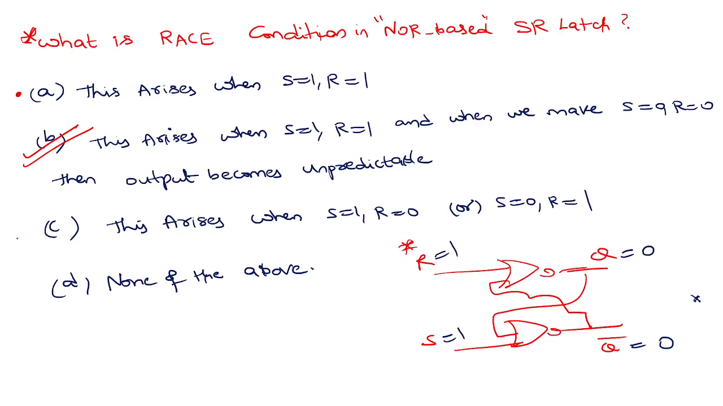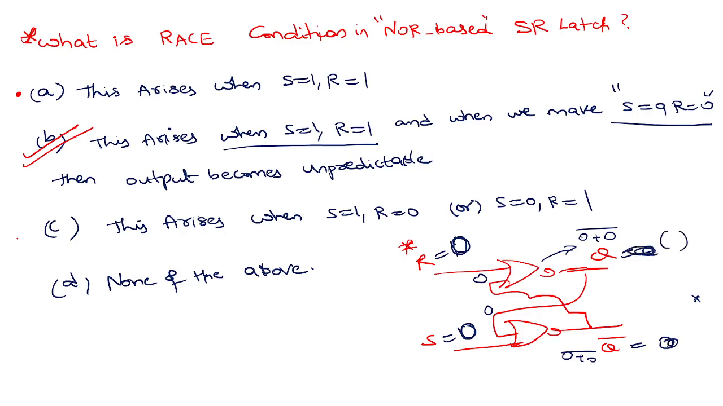But the issue is, when we make S equal to 0, R equal to 0, immediately after that, what will happen? Suppose you make S equal to 0, R equal to 0. Now, what is the feedback here? This is 0, so 0 will be applied here and this 0 will be applied here. Now the question is, which one will become 1 faster, Q bar or this node? That is decided by the timing or delay parameters of these two NOR gates. You understand that?